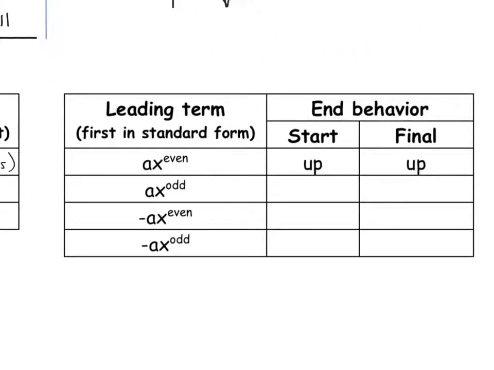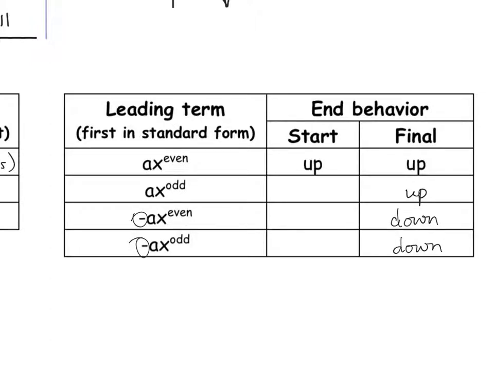Moving over to end behavior, I'm just going to do a couple things here. If A is positive, then my end behavior is up. If A is negative, my end behavior is down. My final direction is down.